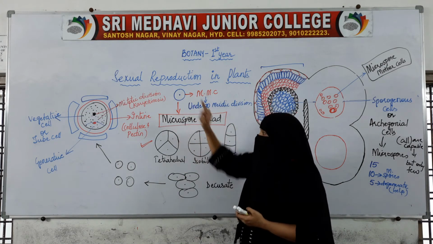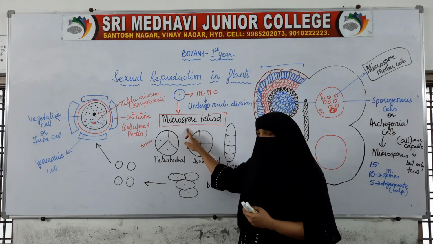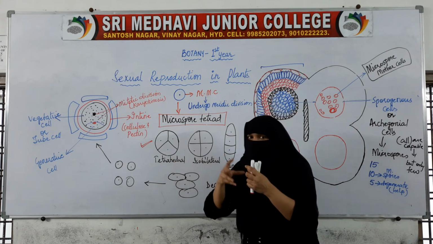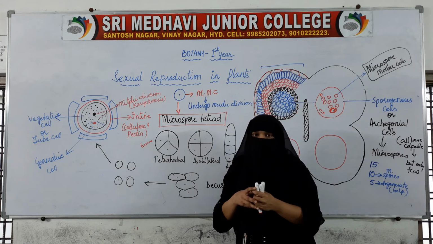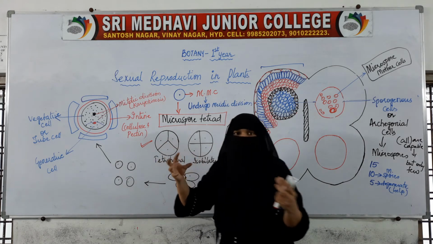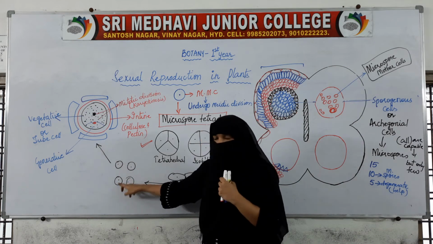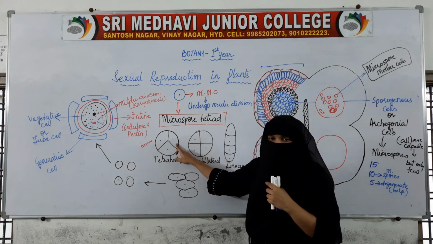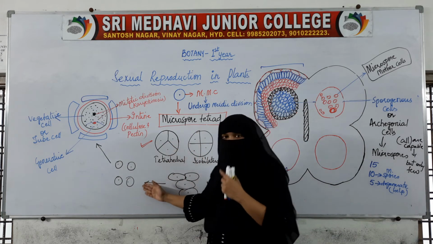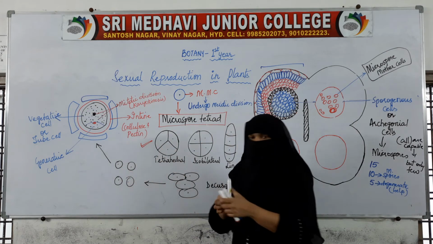Okay, so the microspore mother cell undergoes meiosis and produces a tetrad. It will be joined together at the starting, and after some time, all 4 cells will grow apart. They will be separated. When it is divided by meiosis and produces 4 cells, it was a tetrad, all 4 cells together. But after some time, all the 4 cells will separate.